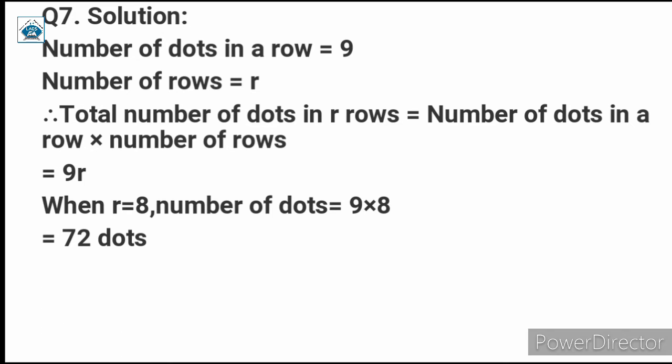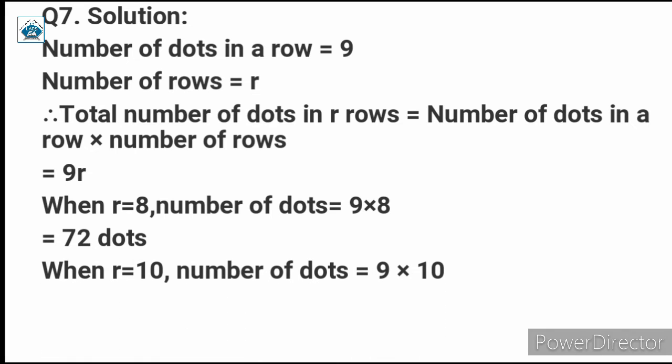Also we are asked if there are 10 rows. That is in this case r is equal to 10. So when r is equal to 10, number of dots will be equal to 9 multiplied by 10. The answer is very easy. This is equal to 90 dots.